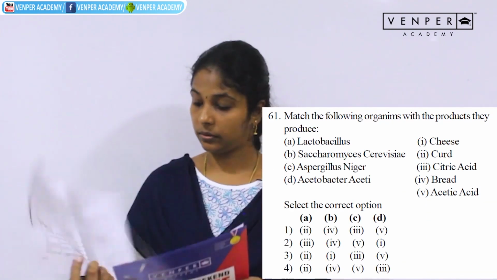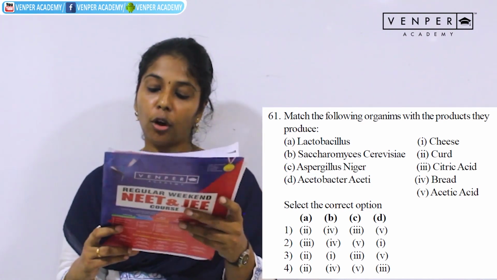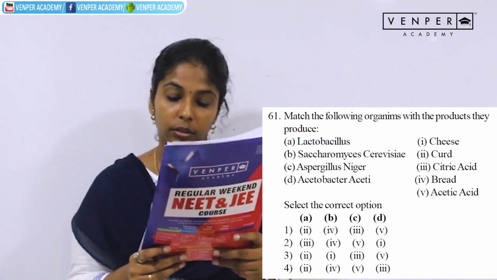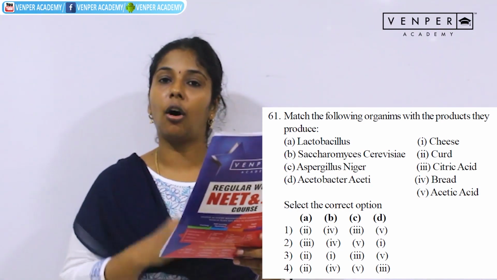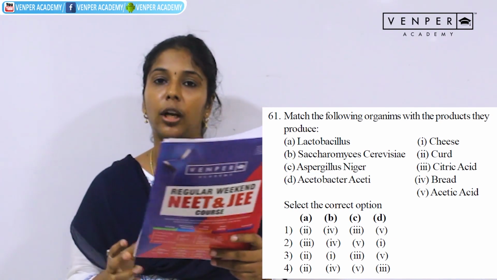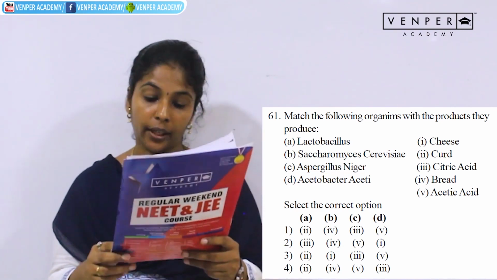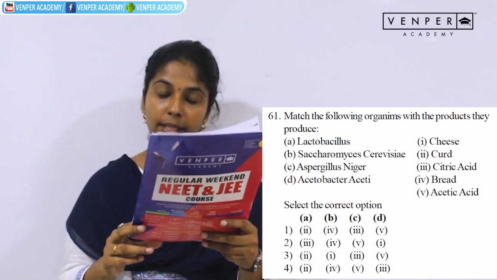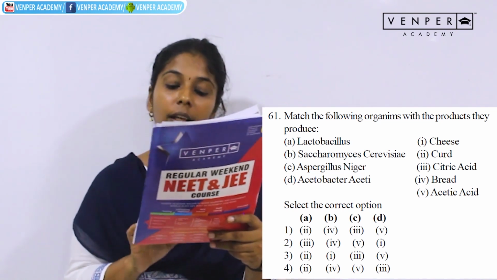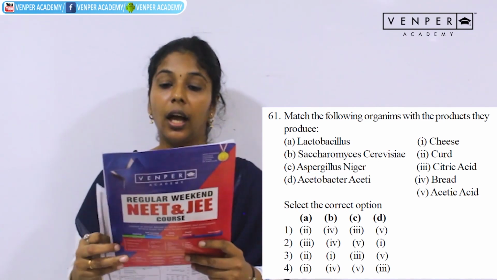The next question, question number 61. Match the following organisms with the products they produce. In column 1, the organisms have been given, and in column 2, the products have been given. We should match the organism with the product. A, Lactobacillus. B, Saccharomyces cerevisiae. C, Aspergillus niger. And D, Acetobacter aceti.